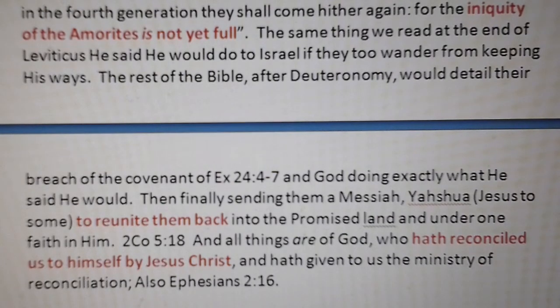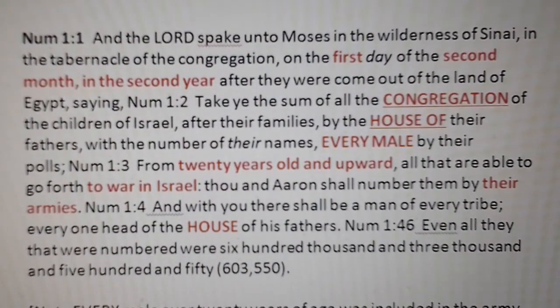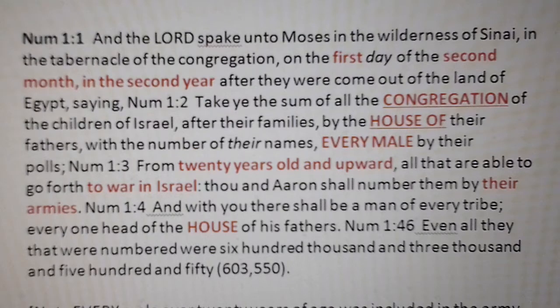And Yahweh spake unto Moses in the wilderness of Sinai, in the tabernacle of the congregation, on the first day of the second month, in the second year after they were come out of the land of Egypt, saying, Take you the number of all the congregation of the children of Israel, after their families, by the house of their fathers, with the number of their names, every male by their polls, from 20 years old and upwards, all that are able to go forth to war in Israel. Thou and Aaron shall number them by their armies. And with you there shall be a man of every tribe, every one head of the house of his fathers.